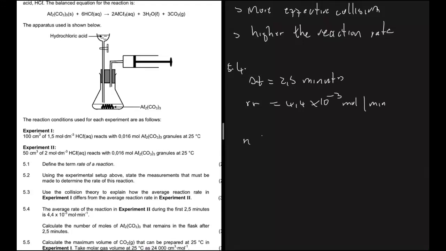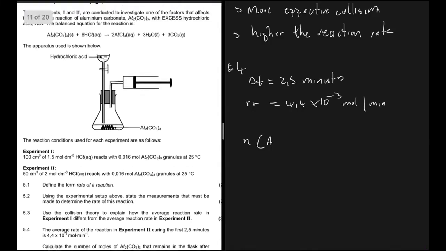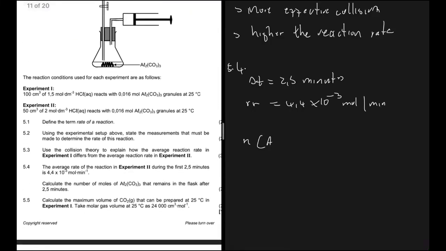So we need the number of moles of aluminum carbonate. Let me just write down the formula, Al2(CO3)3. So we need the number of moles of this aluminum carbonate that remains in the flask after 2.5 minutes. So after 2.5 minutes, the reaction is not completed. The question then says, what is the number of moles that are remaining?